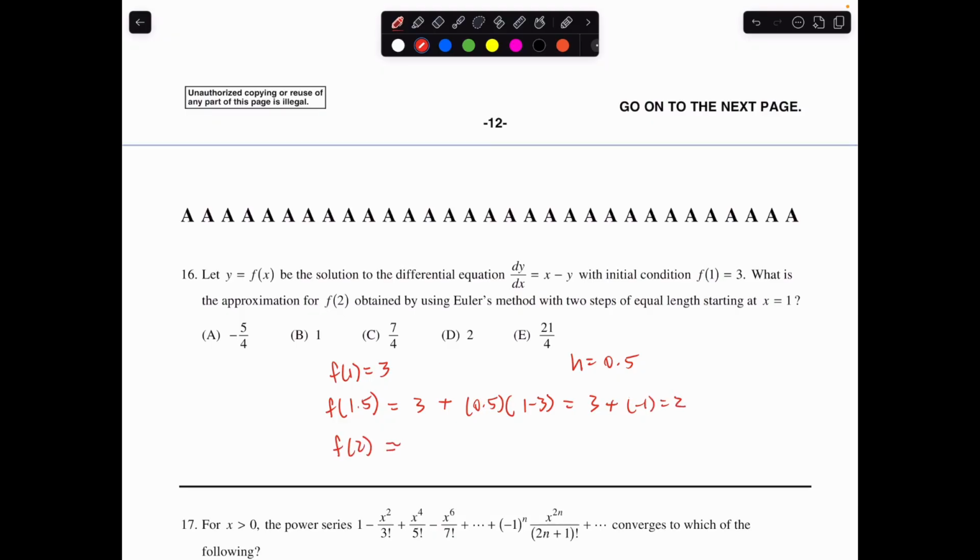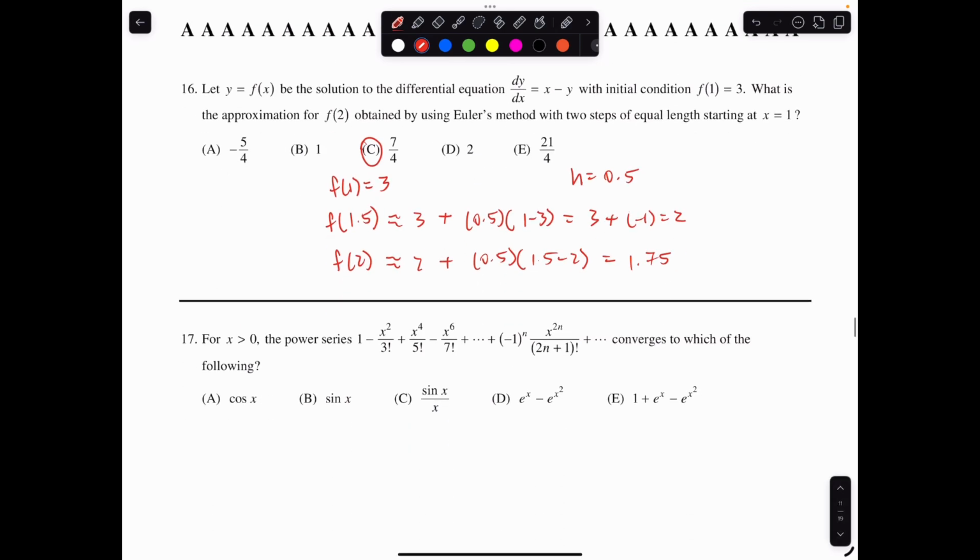So now we do it again. Sorry, this will be the approximation: 2 plus step size 0.5 times x minus y, 1.5 minus 2. So then that is equal to 2 minus 0.25, so it's 1.75, I believe, if I'm not mistaken. And that is 7 over 4. Yeah, 7 over 4. So there's that.